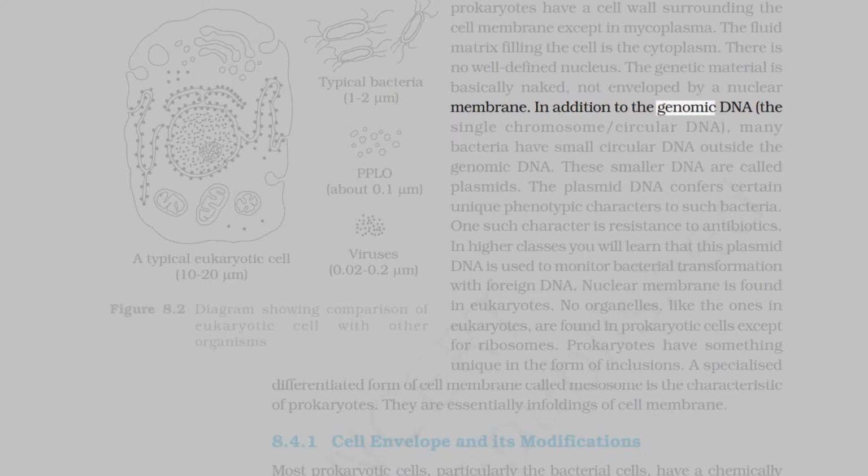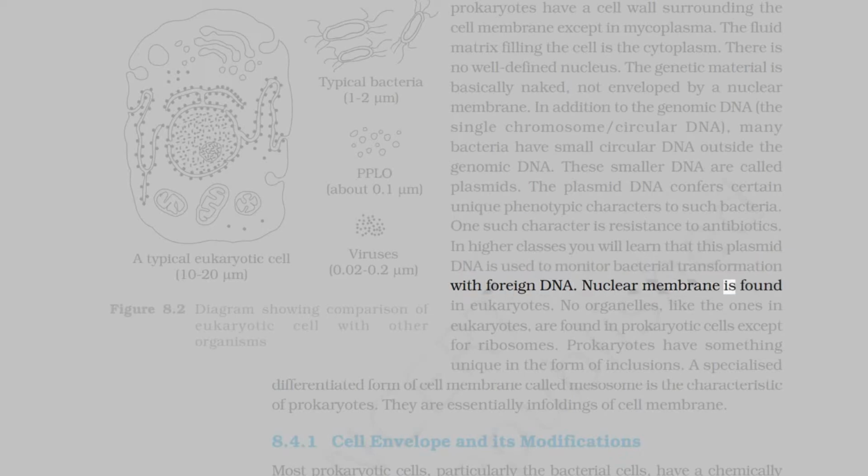In addition to the genomic DNA, the single chromosome circular DNA, many bacteria have small circular DNA outside the genomic DNA. These smaller DNA are called plasmids. The plasmid DNA confers certain unique phenotypic characters to such bacteria. One such character is resistance to antibiotics. In higher classes you will learn that this plasmid DNA is used to monitor bacterial transformation with foreign DNA.